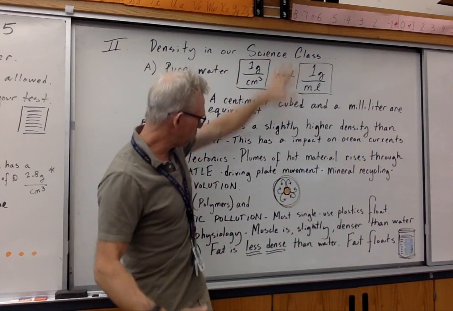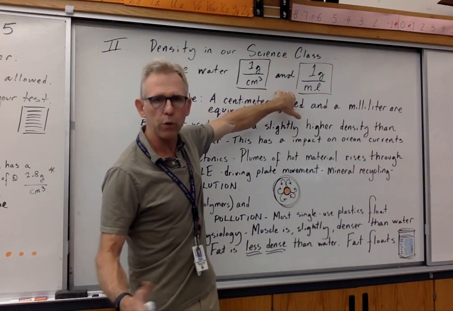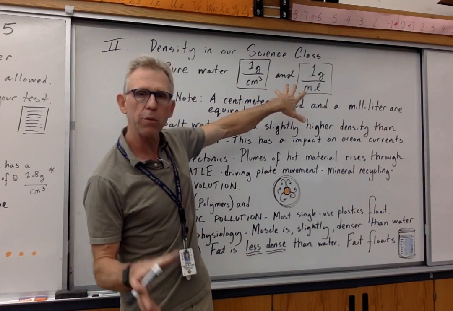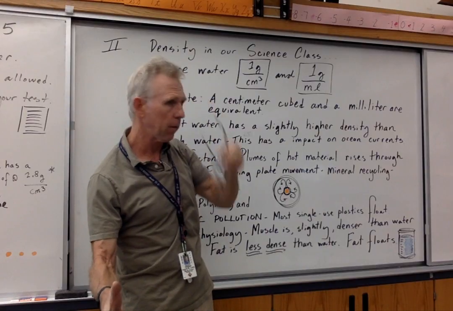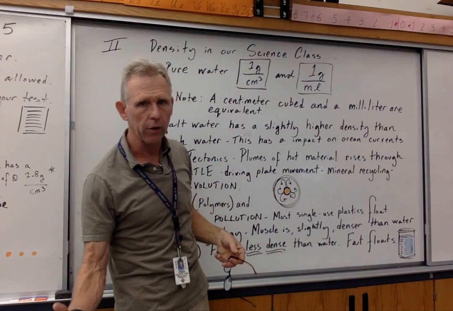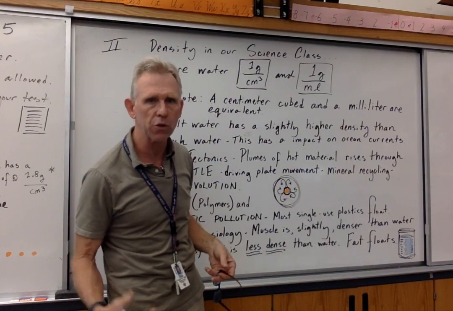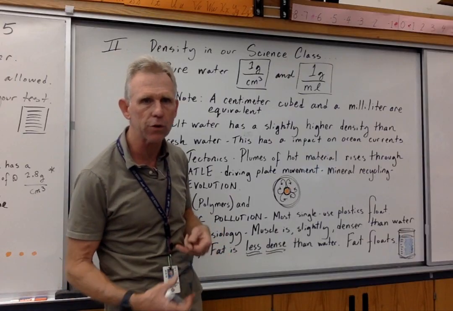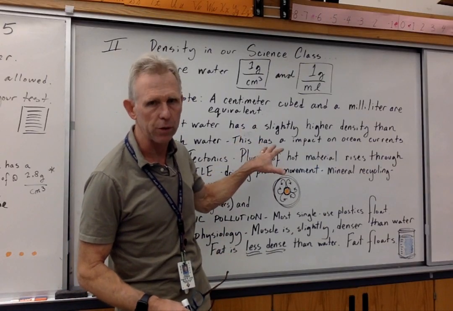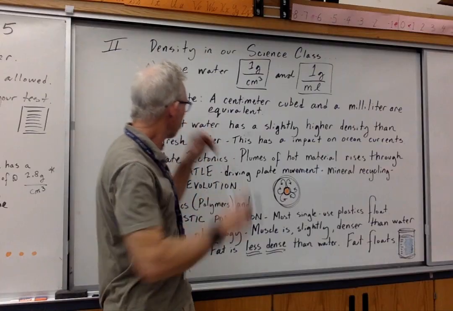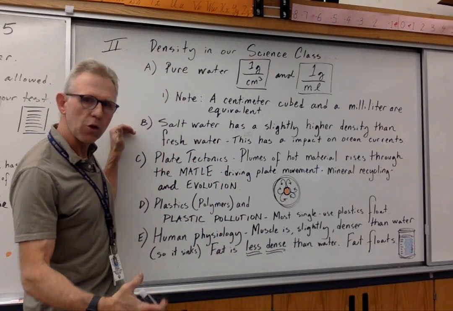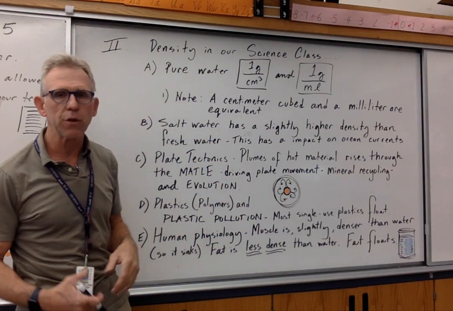Earlier in the year, this gave us a review that 1 cubic centimeter is exactly the same thing as 1 milliliter. Again, the metric system makes it extraordinarily easy to convert between units, and it makes it easy when you're doing measurements. When you check out salt water, it is slightly more dense than fresh water.